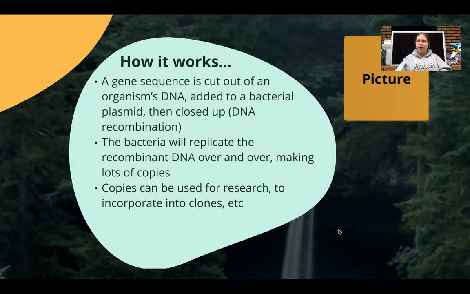We call that DNA recombination because we have to open up the DNA plasmid, insert the new gene, and then allow it to close back up, recombining with itself to make that circular DNA once more. The bacteria will replicate the recombinant DNA over and over. So it's just making more and more copies of this new DNA, which is its DNA with this new gene added to it. And then we're going to have lots and lots of copies from this.